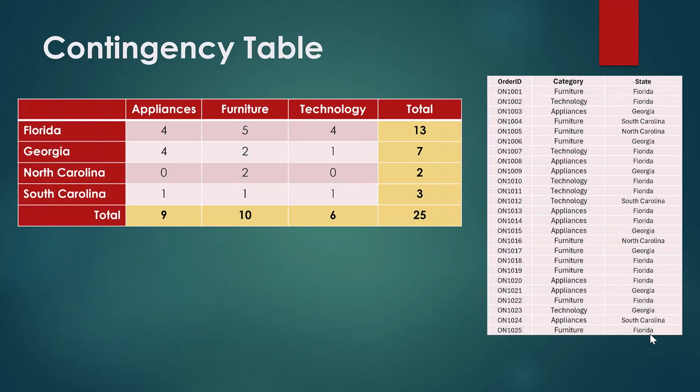So what does a contingency table look like? It looks like this. In this case, we chose to have states in rows and category in columns, so we got a 4x3 matrix. If we had put states in columns and category in rows, we would have a 3x4 matrix. Both are equally correct. So the numbers in this table denote frequencies. So there were four orders involving Florida and appliances.